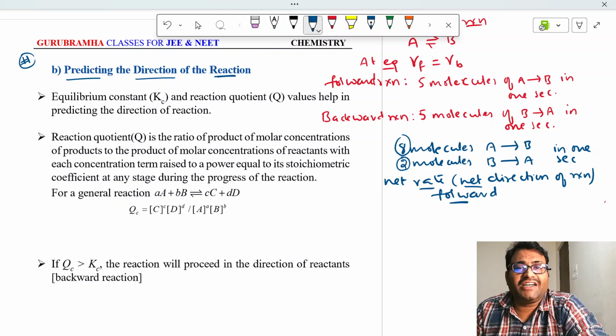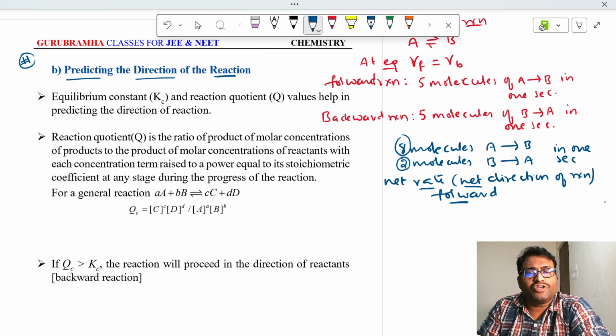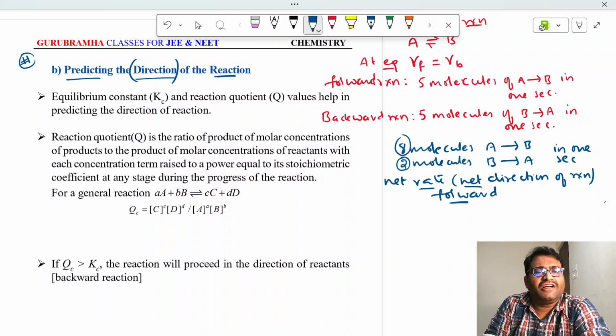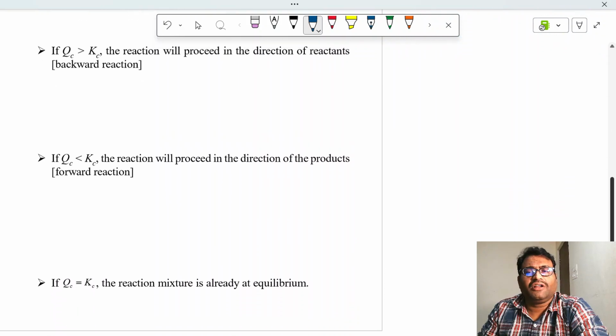So we need to understand that here direction means both forward and backward reactions continue to take place. We are speaking about net change in the number of molecules, the net direction. Are you getting this? Both forward and backward reactions continue to happen in a reversible reaction. We are speaking about direction meaning net direction. You have to understand that it is a net direction. Okay, let us see.